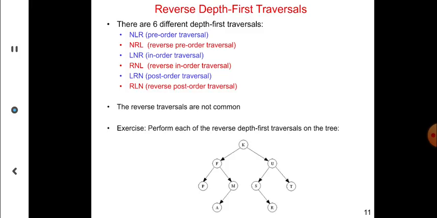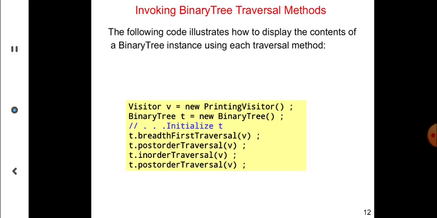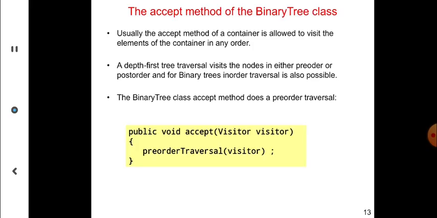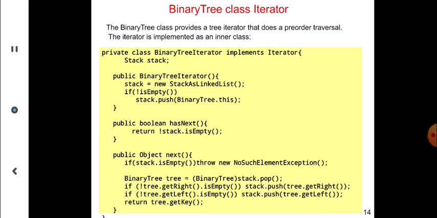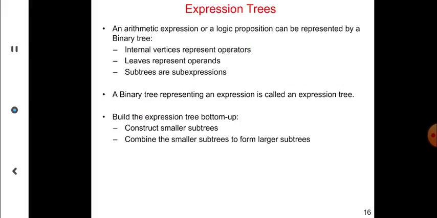Let's proceed. The reverse depth-first traversals are just the opposite of the normal ones: reverse pre-order, reverse in-order, and reverse post-order. That means just the opposite of the normal traversals. And in implementing binary tree traversal, we will be seeing the C programming code. I will talk from the C programming code point of view, so I will skip all this.